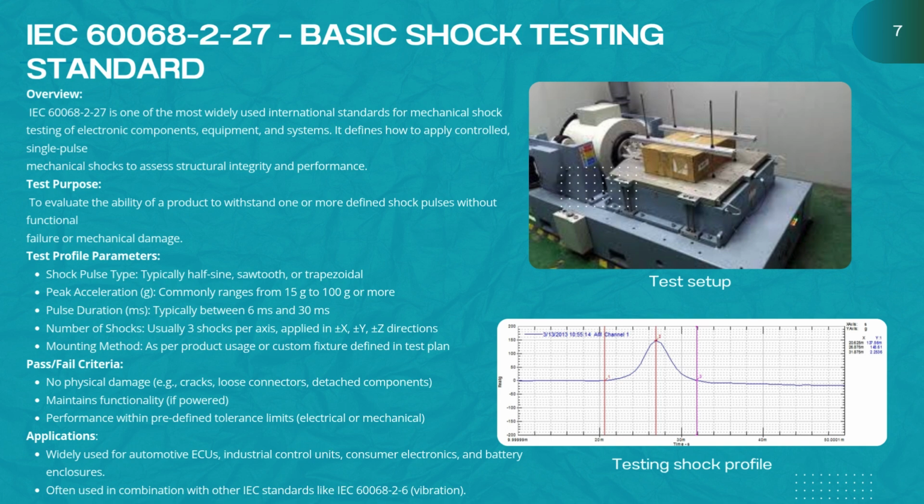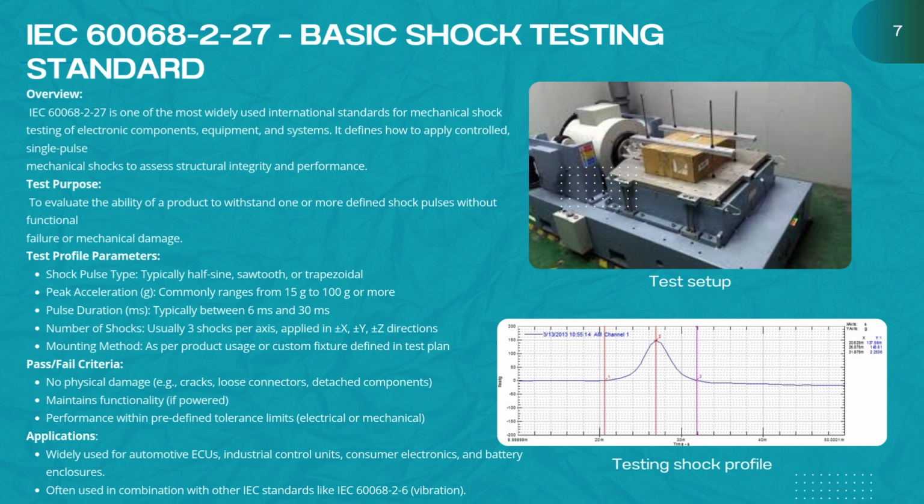Some key test parameters include shock pulse types like half-sine, sawtooth or trapezoidal, acceleration levels from 15 G to over 100 G, durations typically between 6 to 30 milliseconds. Usually, 3 shocks are applied in each axis direction X, Y, Z. To pass the test, the product must not show physical damage, should keep functioning if powered, and must meet all performance limits.